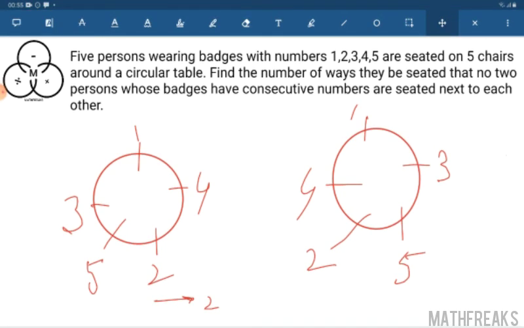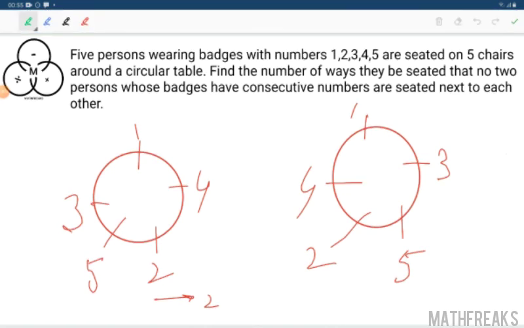But if rotated arrangements were considered different, if it was given in the question like that, then we would multiply it by 5. But since it is not given, our answer is 2.